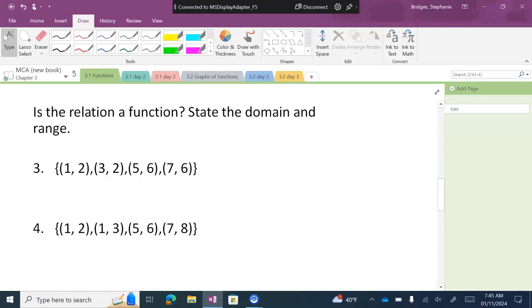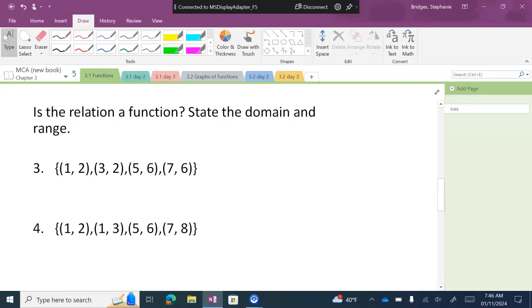Okay, with these, what I want you to do is you see you have a set of ordered pairs. I want you to first say, is it a function? So yes or no. And then I want you to list the domain. Remember, those are the x values. You just make a list of those values. And then the range, make a list there. If a value is used more than once, you do not have to list it more than once. You can, but you do not have to.